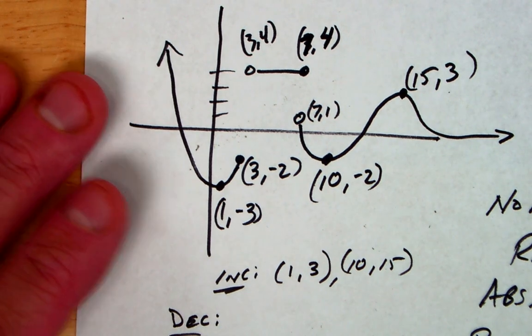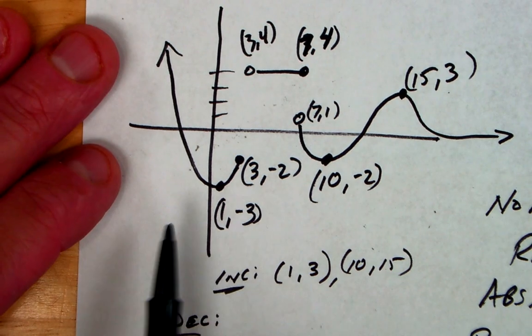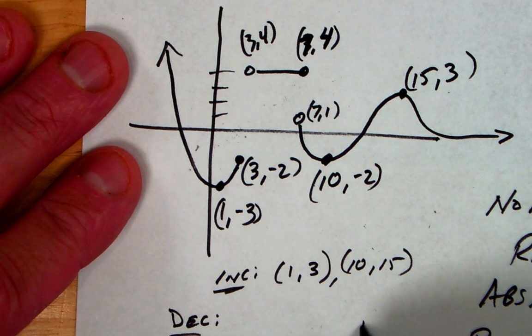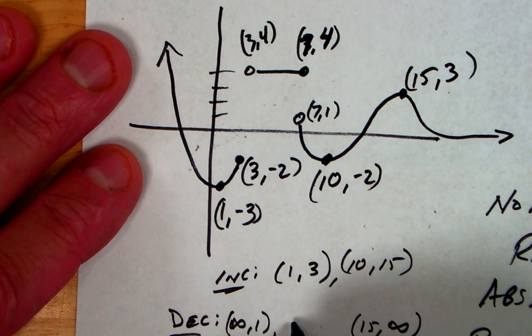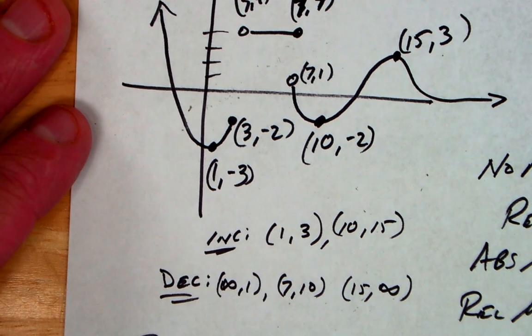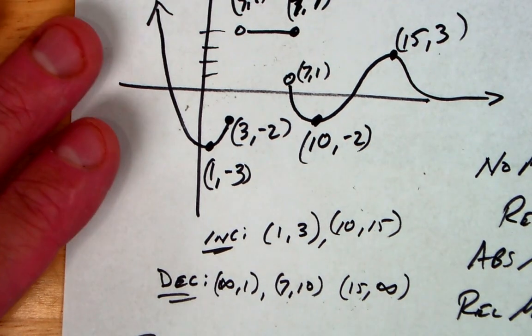That's fine. Where's it decreasing? 15 to infinity. That's one of them. Negative infinity to 1. And 7 to 10. Okay, I think that's where it's decreasing. And there's one other category we need to be able to describe.